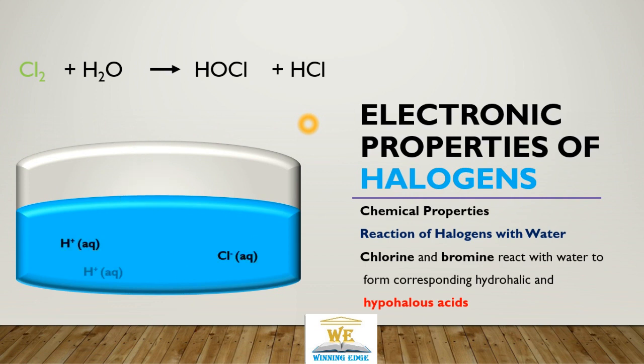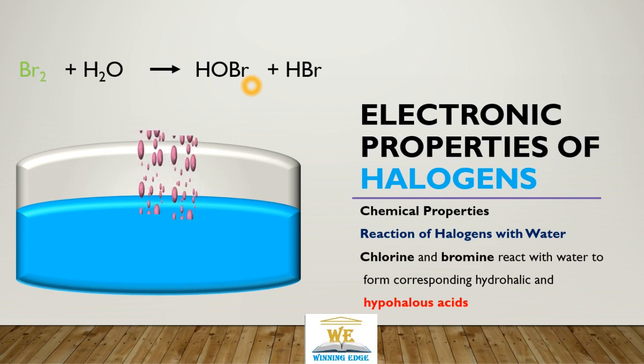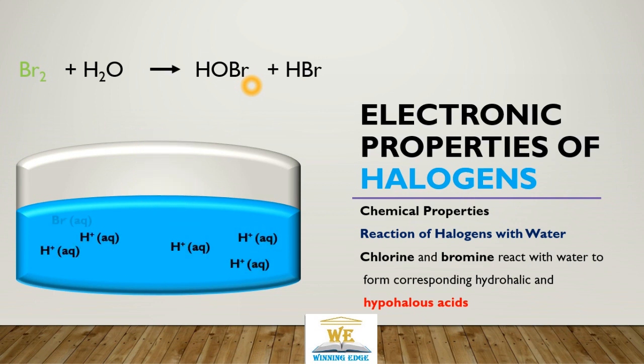When we pass chlorine gas, what happens? We're getting HCl as well as HOCl, which is hypochlorous acid. For bromine, we pass bromine through water. Again, we get a hypohalous acid plus HBr. That's what we are going to get.